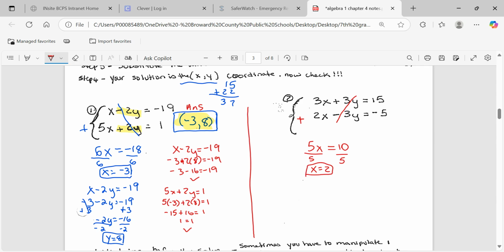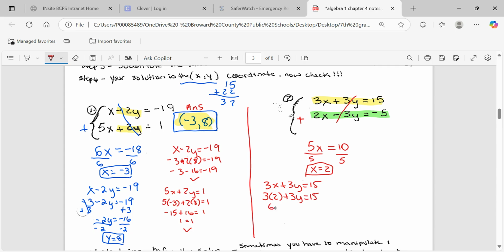Now I want to find y, because again, every solution must come with an x and a y. So to find y, I pick an equation. I could pick the yellow equation, or I could pick this green equation. It doesn't matter. I can substitute this into any of them in order to find y. I'm going to pick the first one just because. So now I have 3x plus 3y equals 15. X I now know is 2. So 3 times 2 plus 3 times y will equal 15.